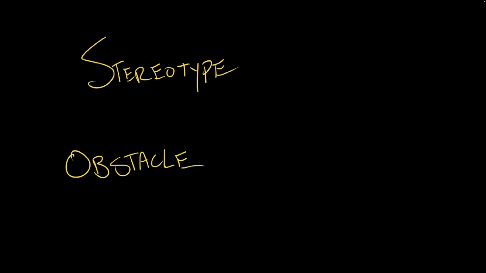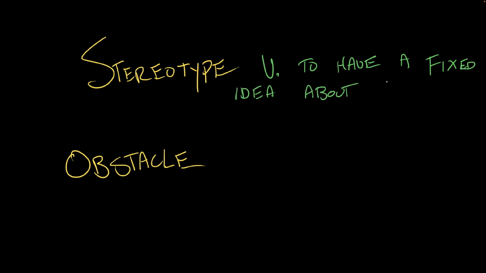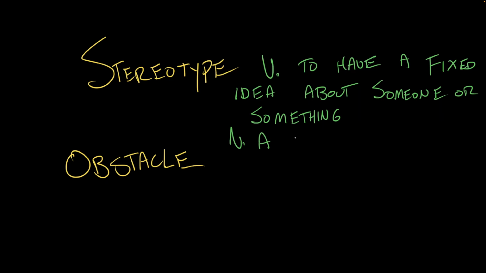I'll define them both, we'll talk about word origins, and then we'll use each word in a sentence. So first, definitions. Stereotype. It's a verb and a noun. As a verb, it means to have a fixed idea about someone or something. I stereotyped you by assuming that if you're watching a vocab video, that means you're limited to liking one subject in school, which isn't true.